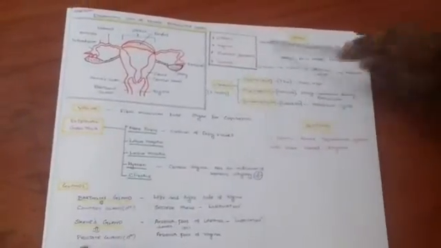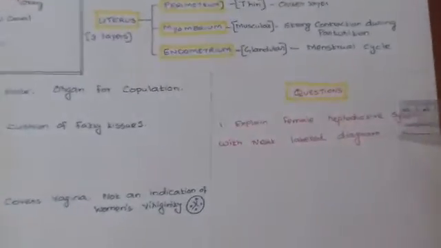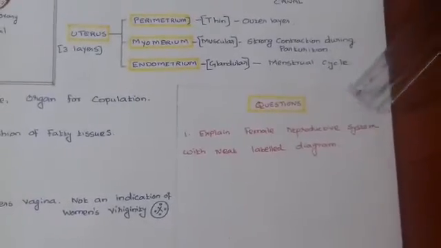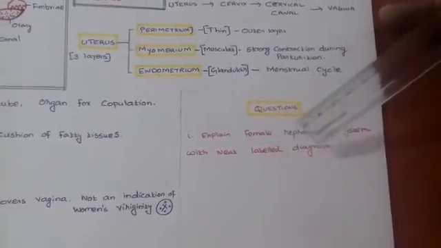Based on the given concept, a 5 mark question will come for your examination: Explain the female reproductive system with a neat labeled diagram.